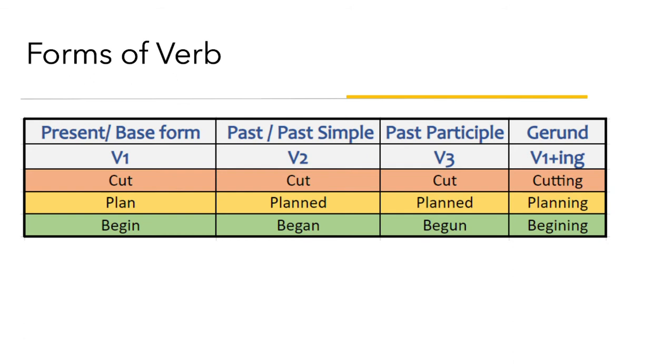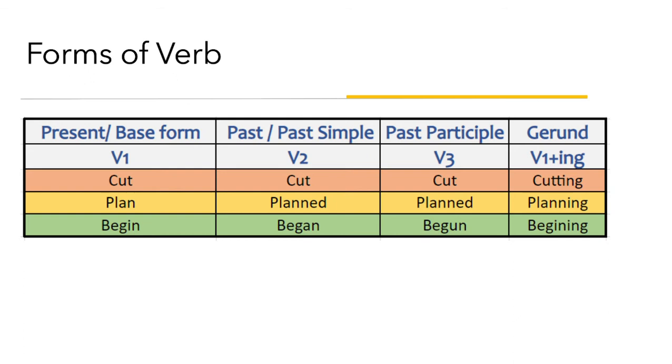As you can see here, the verb is expressed in three different forms: present or base form, past or past simple, past participle, plus gerund. So these are also called V1, V2, V3, and V1 plus ing. V1 is nothing but the first form of the verb, V2 is the second form of the verb, and V3 the third form of the verb.